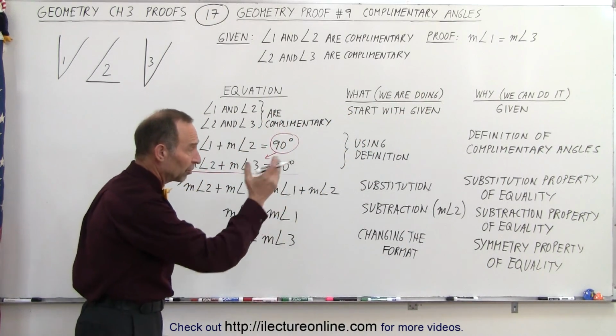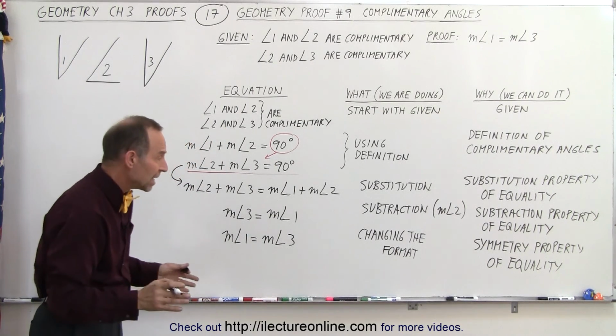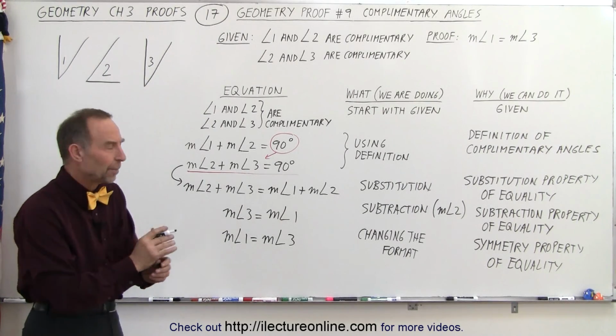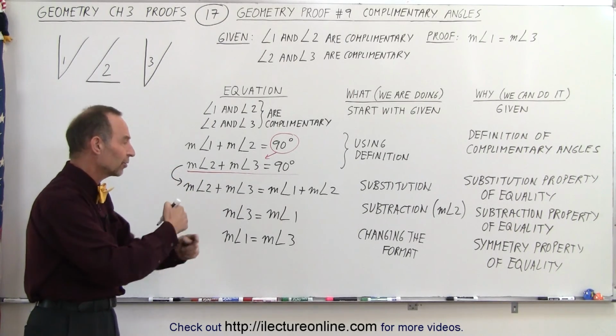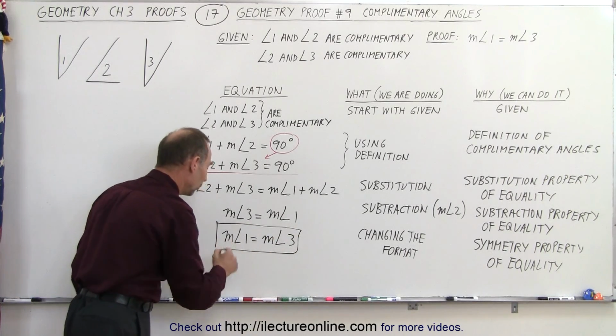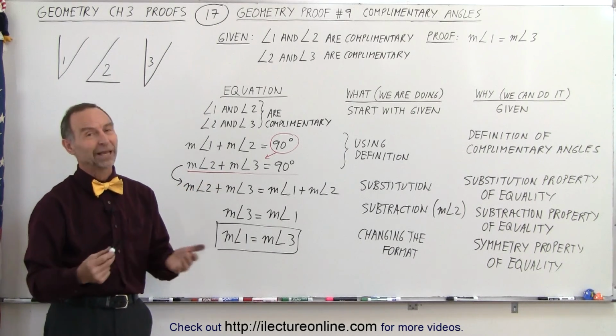We can do so because of the symmetry property of equality. In algebra, this is also known as, not the associative, but the commutative property, where we can move things across the equal sign or turn the equation around. So finally, we do have what we set out to prove, proven in the following fashion. And that's how it's done.